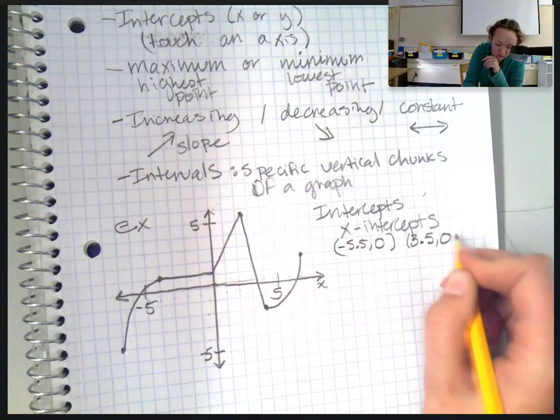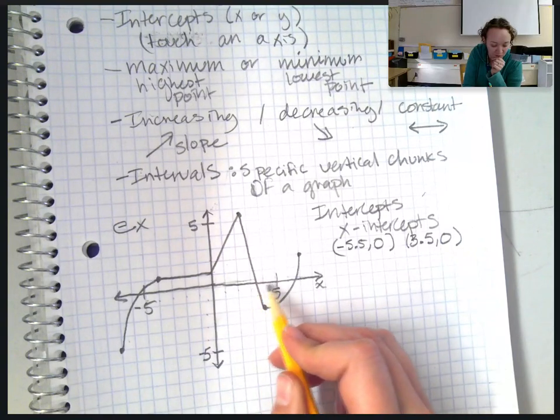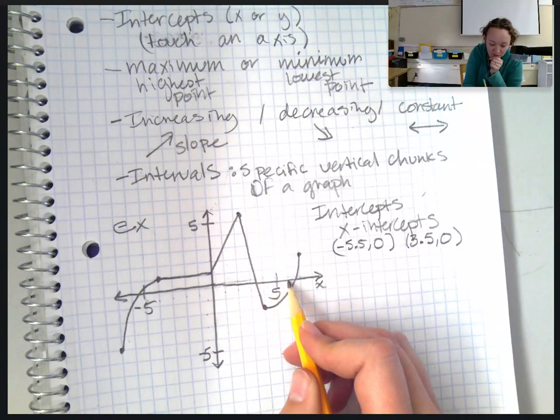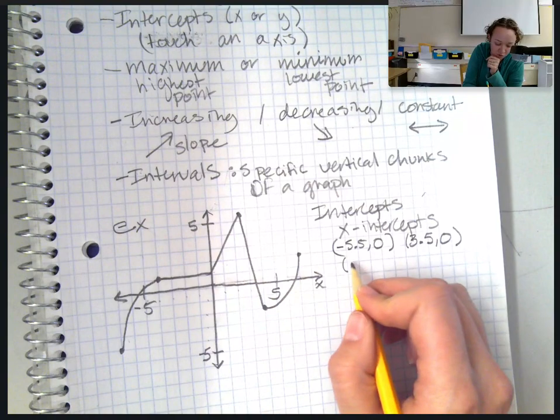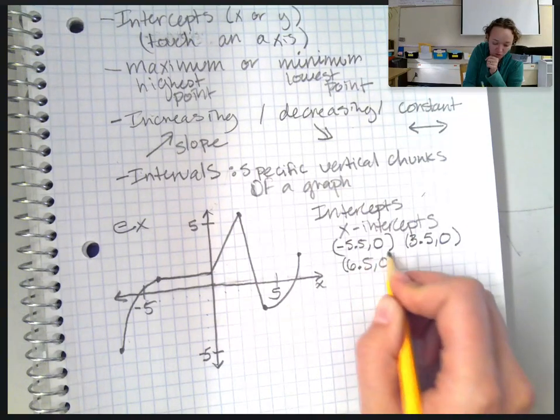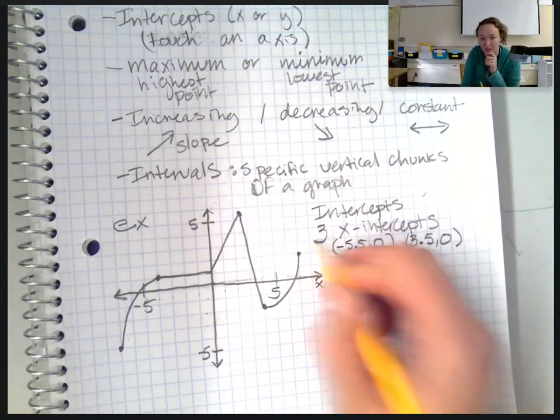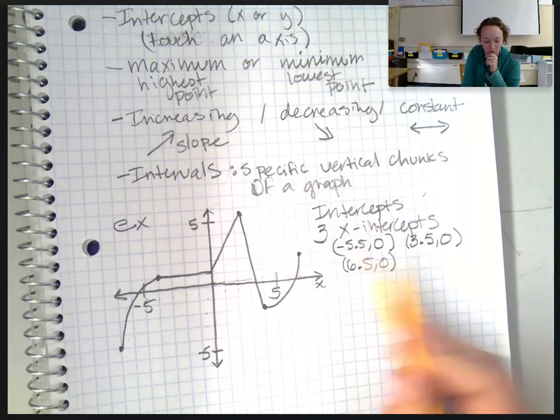3.5-ish. 0. And then we have one last one at 6.5, maybe. Once again, sort of. 6.5, 0. So there are 3 x-intercepts: 1, 2, and 3.